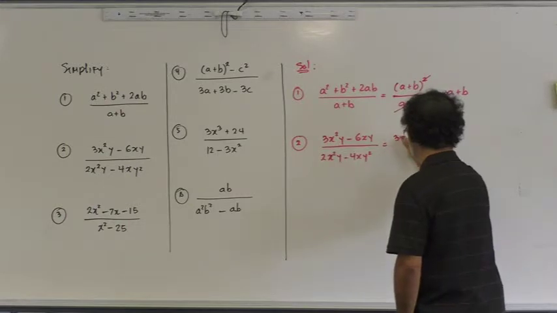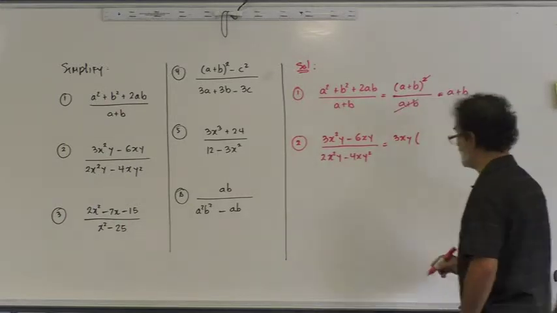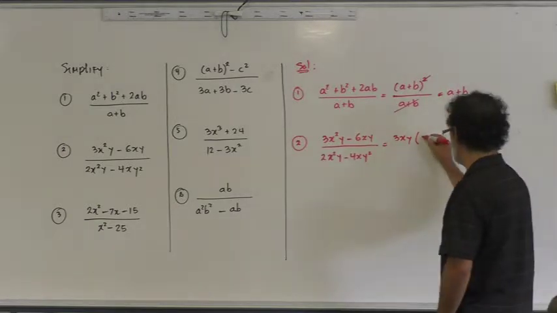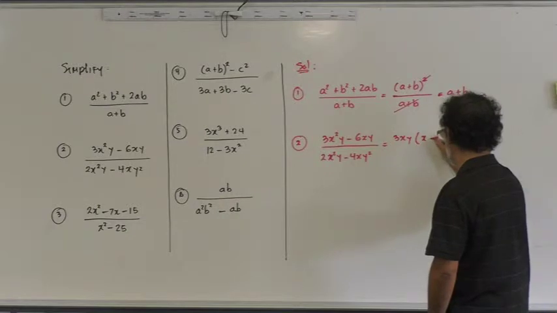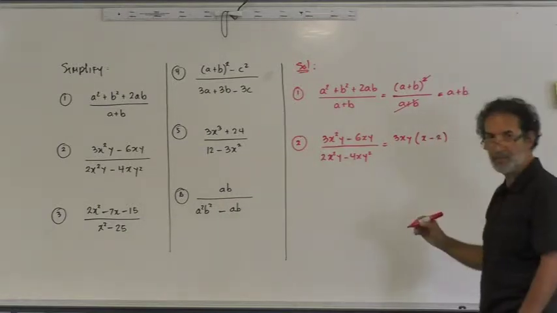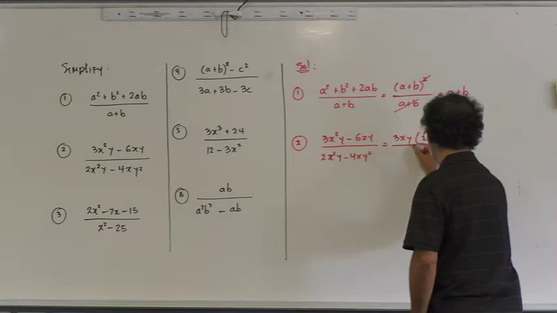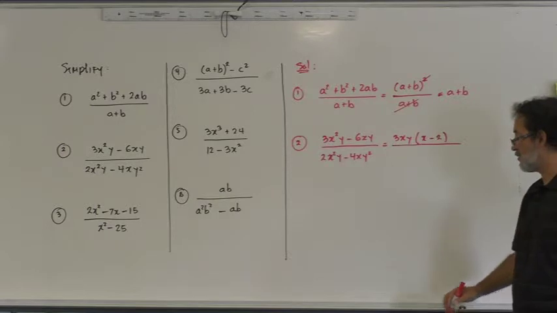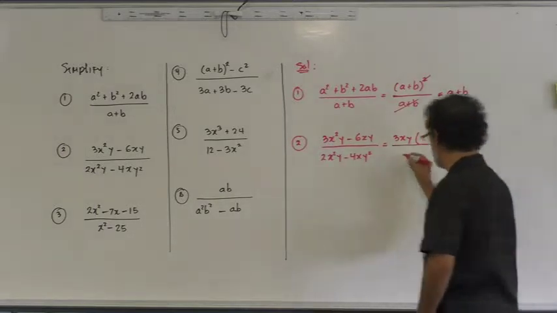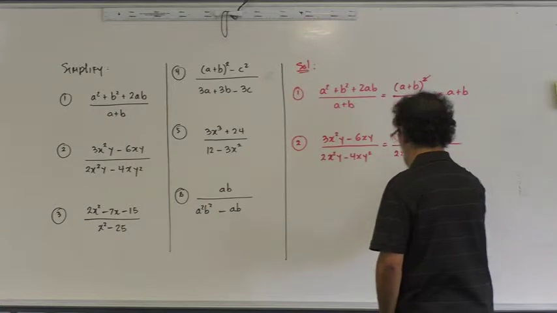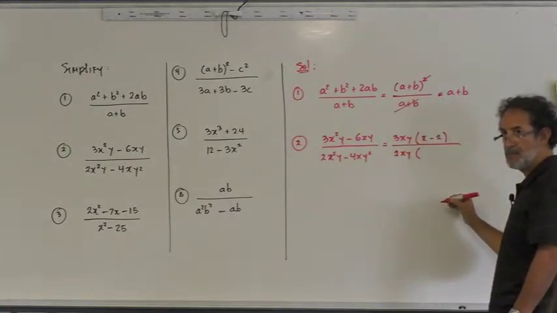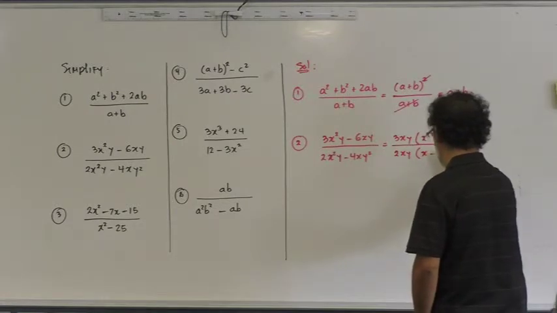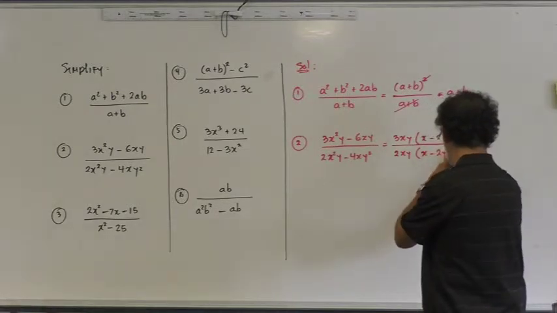3xy. So it's 3xy, and in the bracket we're going to have x minus 2. That's all you can do on top. Now we're going to do the bottom line. What is the highest common factor between these two terms? 2xy. 2xy outside of the bracket, x minus 2y. Yeah, like that.